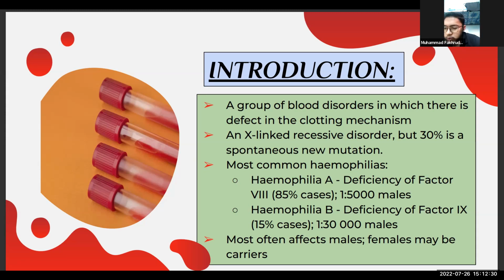So this hemostasis actually involves two components. The first one is procoagulant, and the second one is anticoagulant. These two components need to be balanced in order to achieve hemostasis in our body.